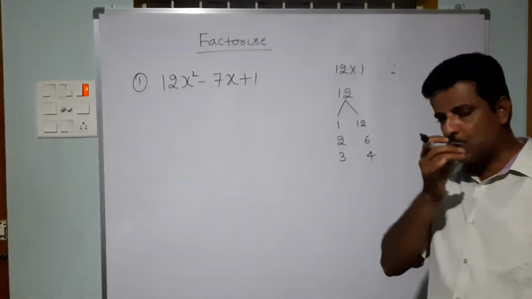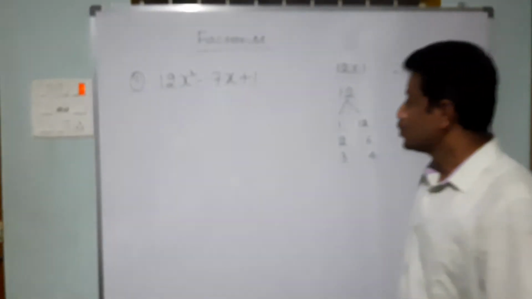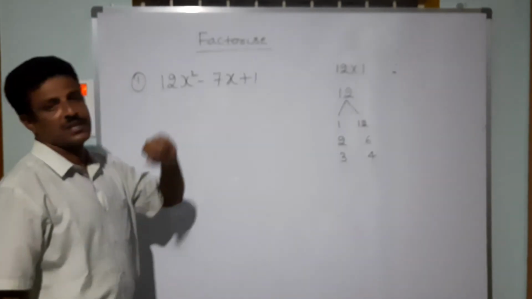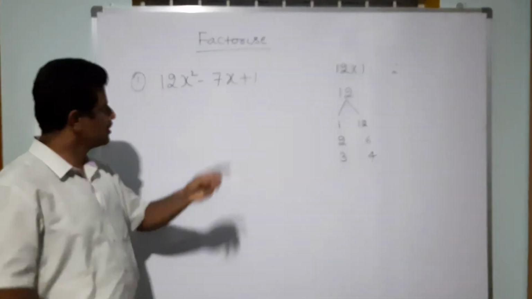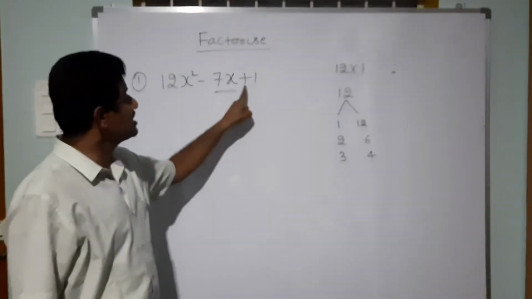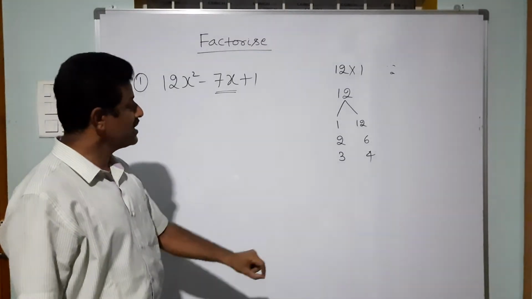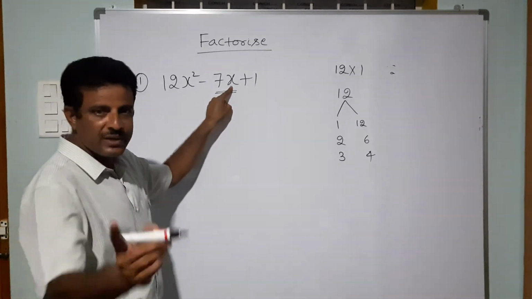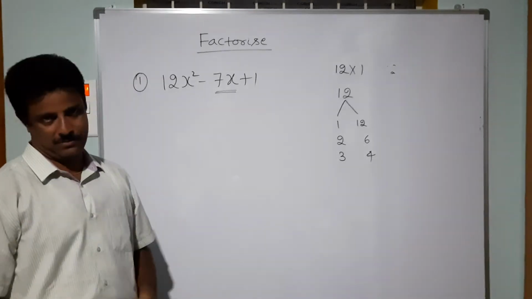Next, rule number 2. In this equation, what is the middle term? Middle means the one in the middle. Which term is there? 7x. 7x is the middle term. But here, add or subtract depends upon the constant sign. Otherwise the middle term is what? Minus 7x. You take only the number minus 7.